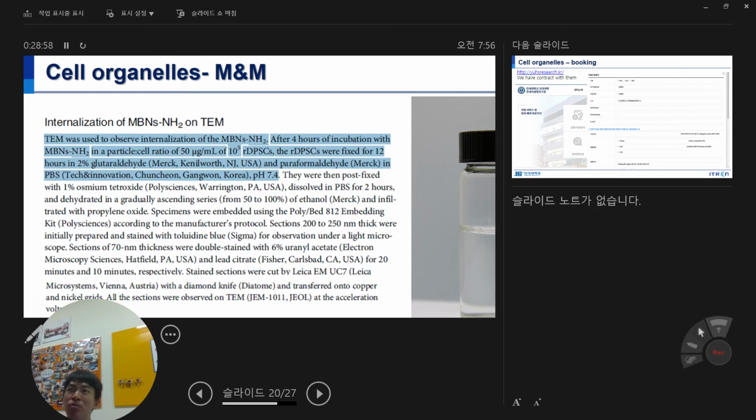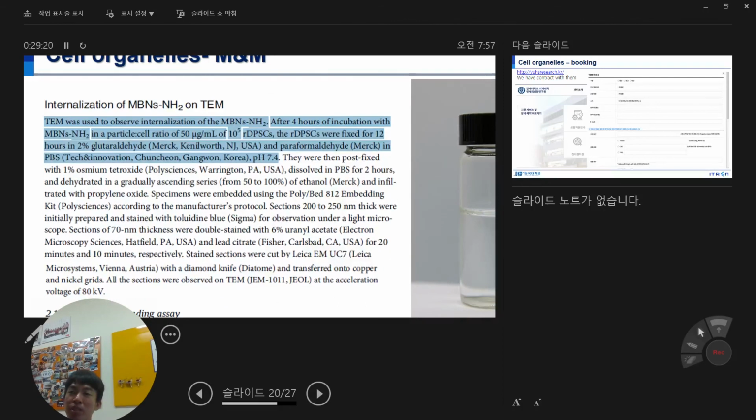fixed for 12 hours. Very important: 2% glutaraldehyde and 2% paraformaldehyde, which means you mix 4% PFA and 4% glutaraldehyde together at a 1-to-1 ratio. Okay? Then, in PBS, they are post-fixed with osmium tetroxide for 2 hours, dehydrated in a gradual ascending ethanol series, infiltrated with propylene oxide, embedded in the embedding kit, sectioned, and stained with toluidine blue for counterstaining. Then section again at 70 nanometers thickness and double stain with uranyl acetate and then lead citrate.